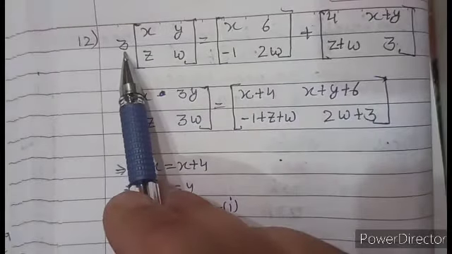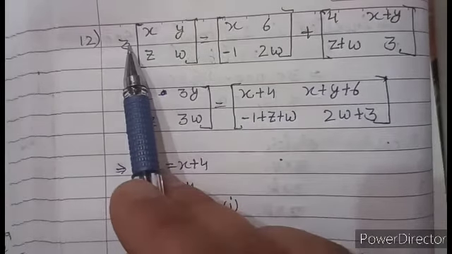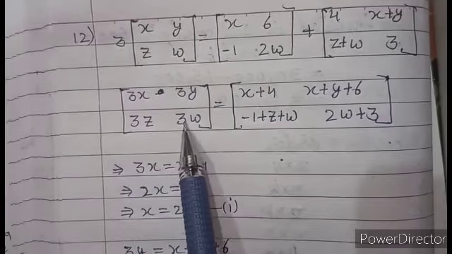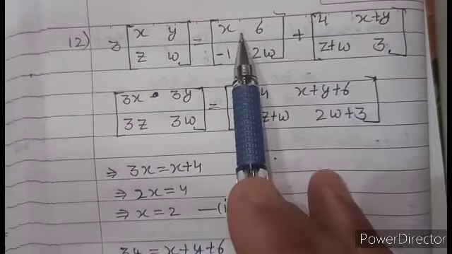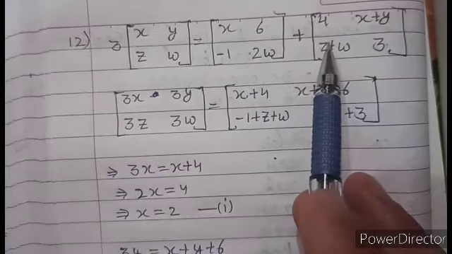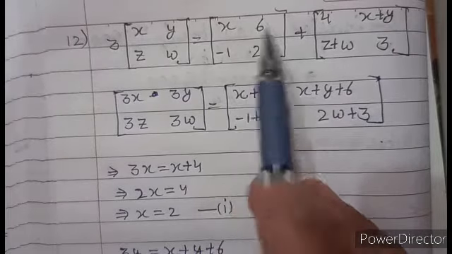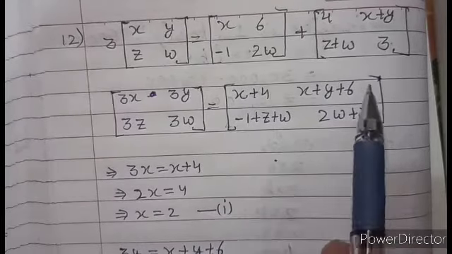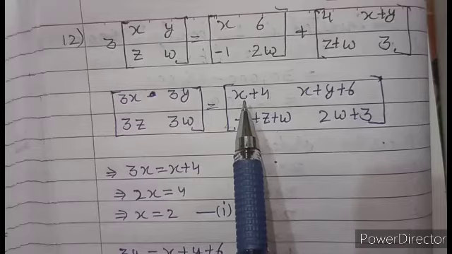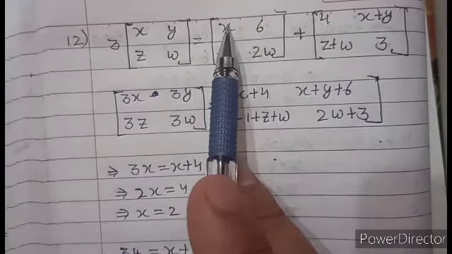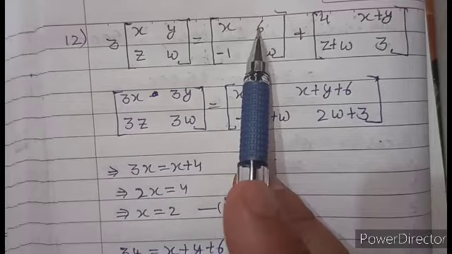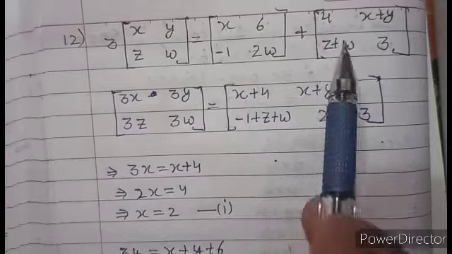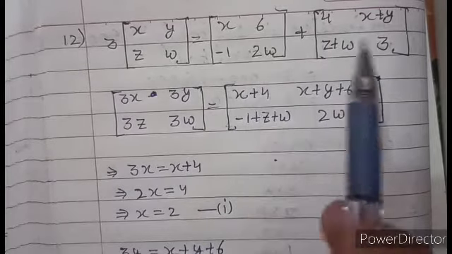Now as 3 is being multiplied to a matrix, 3 will be multiplied to all its elements, giving us 3x, 3y, 3z and 3w. Here these two matrices should be added, and we know that in addition we have to add the corresponding elements of the matrices. On adding, we get row first as x plus 4 and second element of row 1 is x plus y plus 6. Similarly, row second will be minus 1 plus z plus w and 2w plus 3.